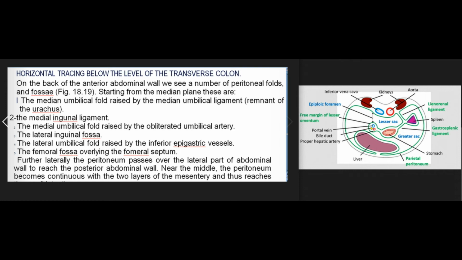3, the lateral inguinal fossa. 4, the lateral umbilical fold raised by the inferior epigastric vessels. 5, the femoral fossa overlying the femoral septum.